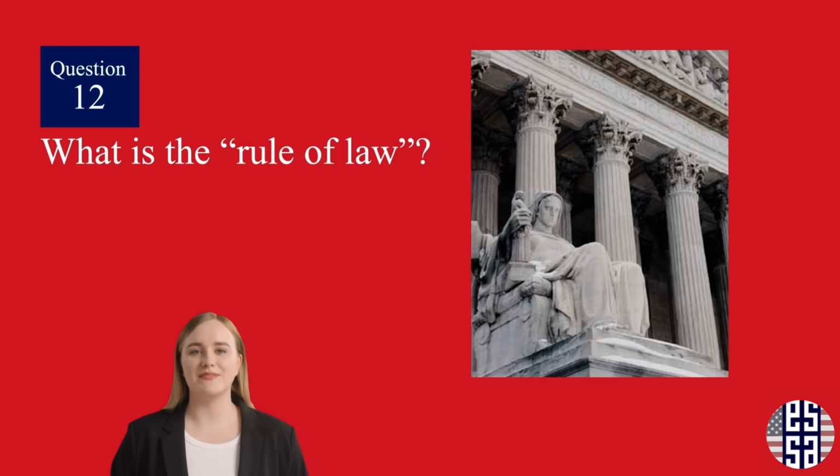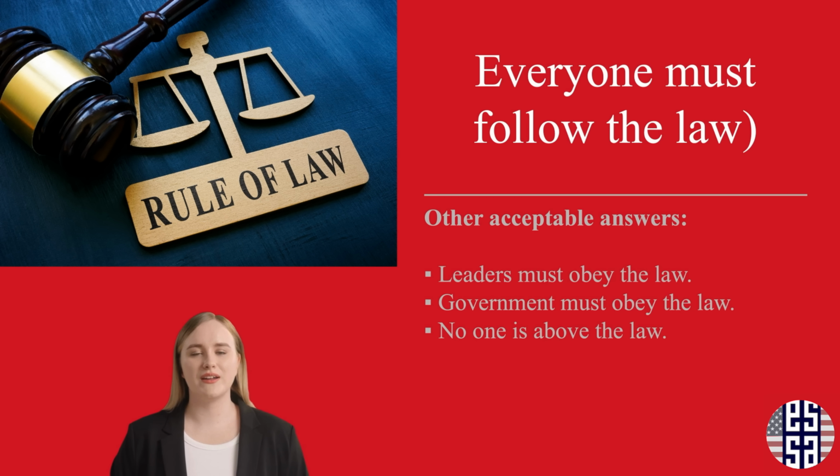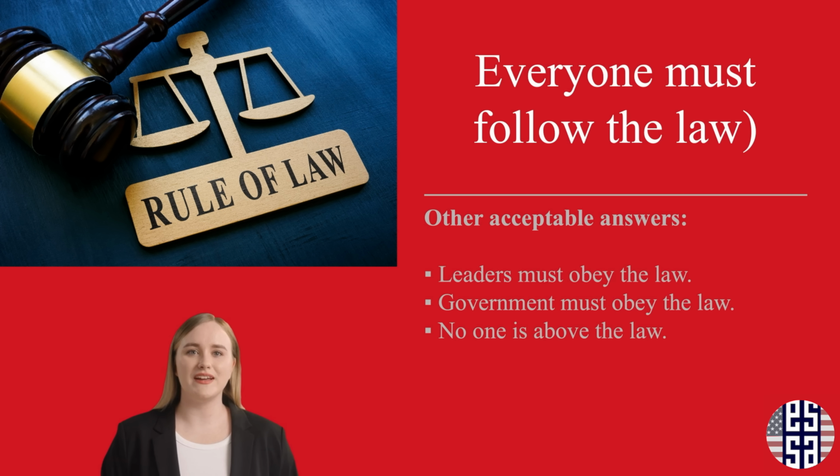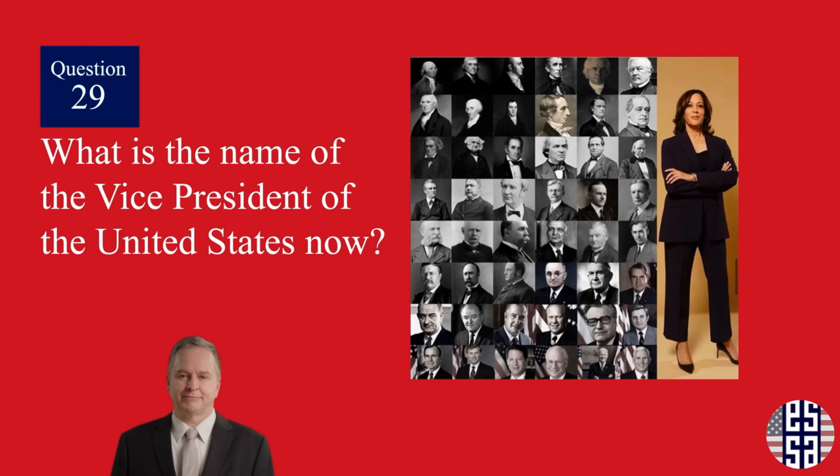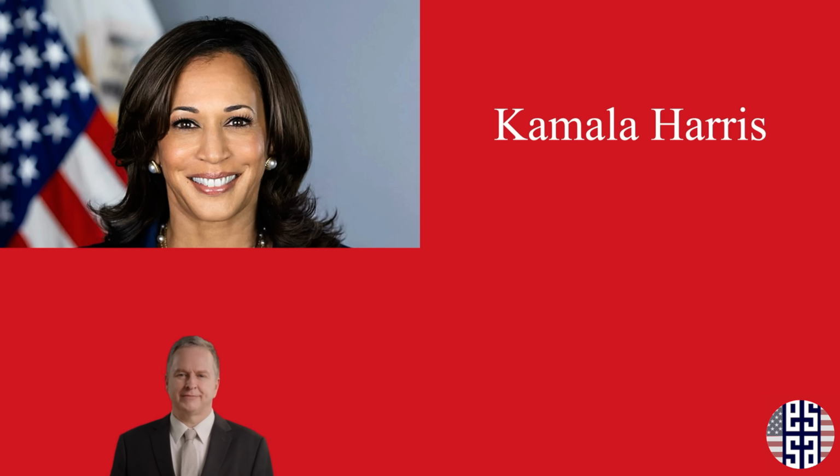What is the rule of law? Everyone must follow the law. Other acceptable answers are: leaders must obey the law, government must obey the law, and no one is above the law. But it is easiest to just say, everyone must follow the law. What is the name of the Vice President of the United States now? Kamala Harris. Kamala Harris is the current vice president.